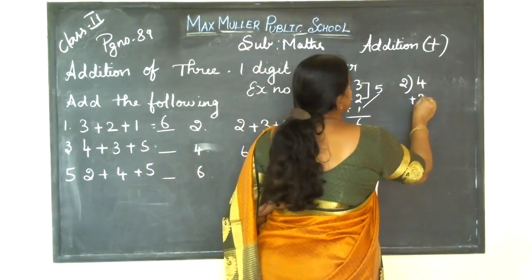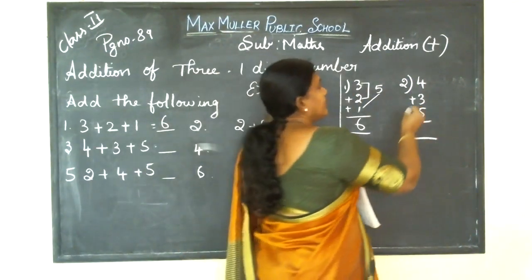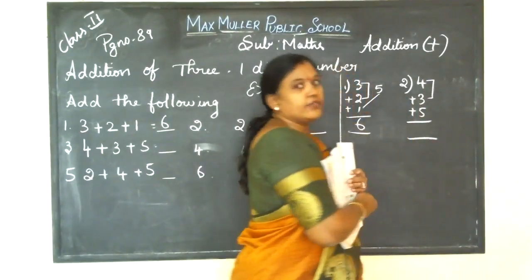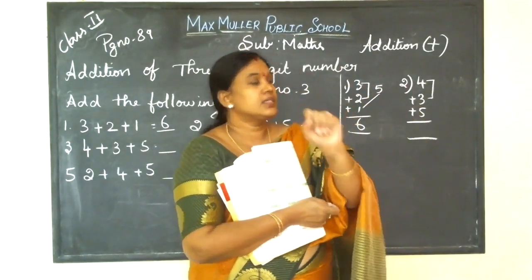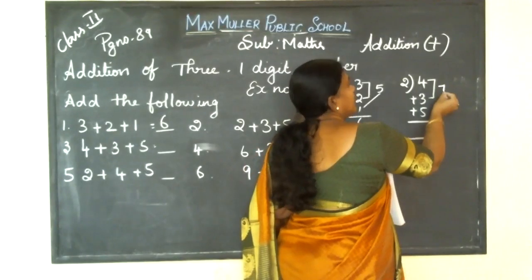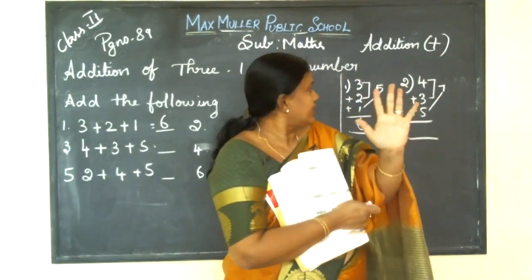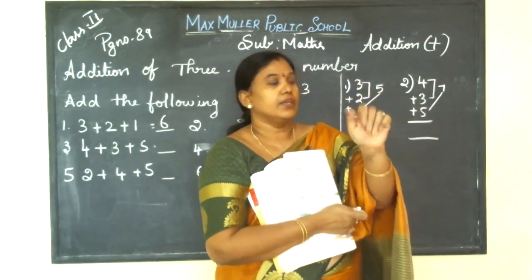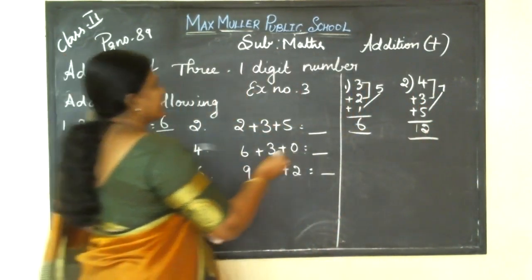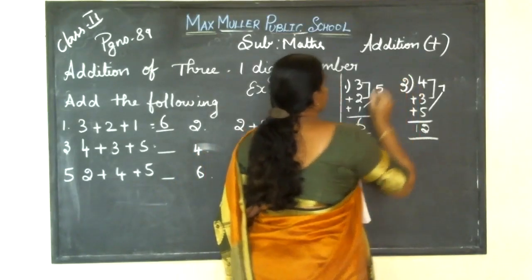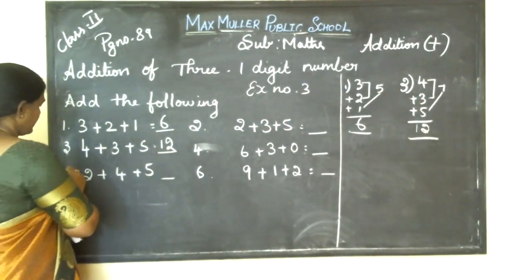4 plus 3 plus 5. Now, which numbers do you add first? These two numbers. 4 in the mind, 3 on my finger. After 4: 5, 6, 7. 7 plus 5. 7 in the mind, 5 on my finger. 8, 9, 10, 11, 12. So for the second one, sorry children, that is the third one. Third one, 12 is the answer. Fifth one.